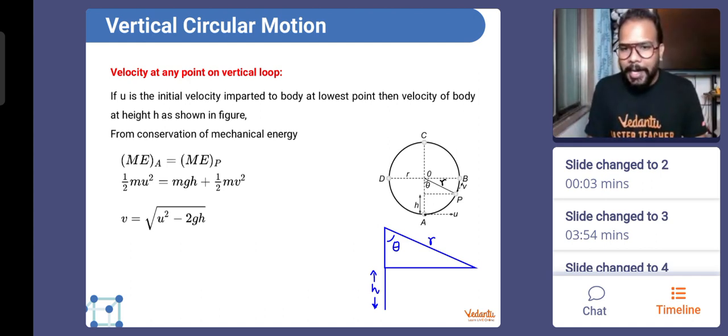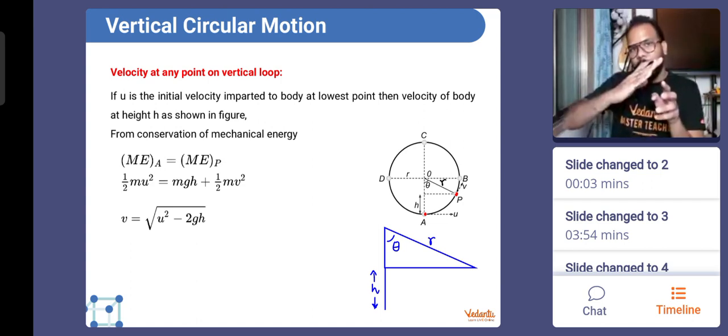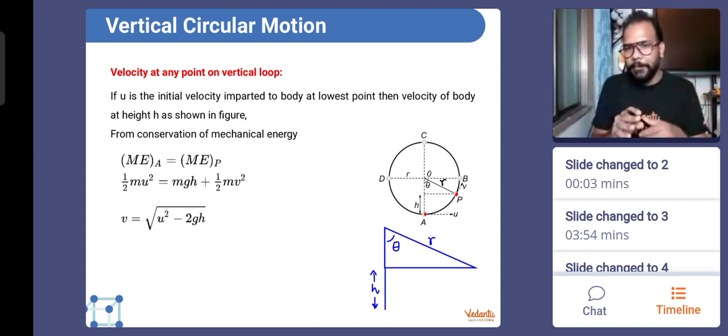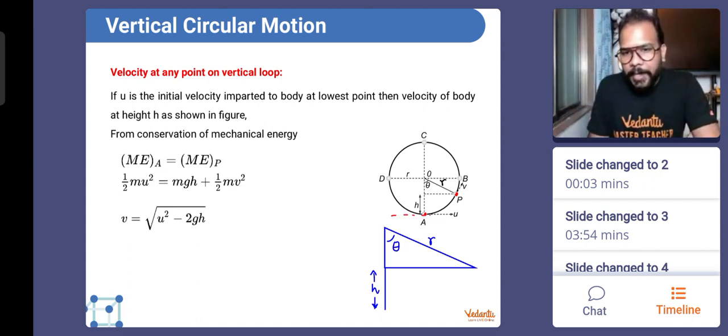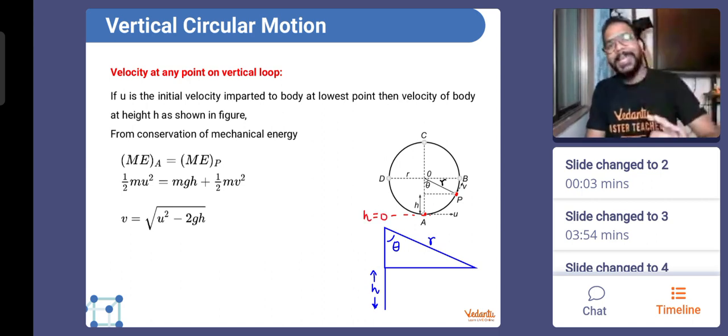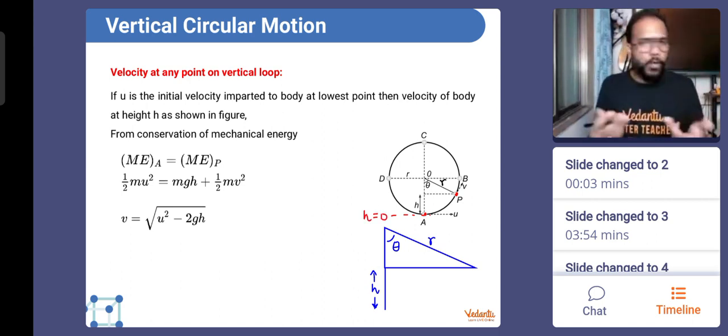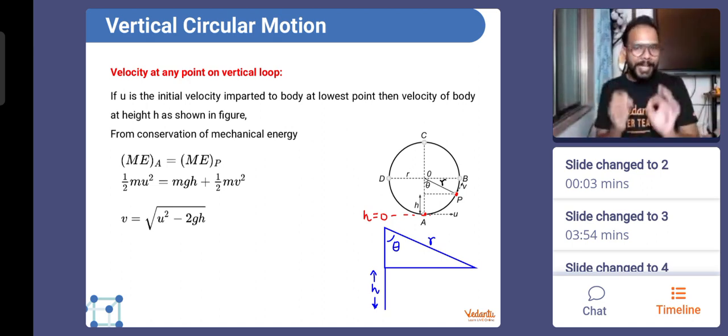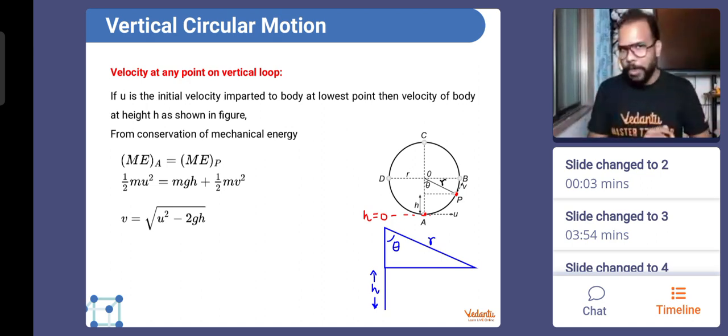That's why when you compare position A and position P, P is a very random position. At P, the body is at a location where the radius is making an angle of theta with the vertical, as we saw in the previous diagram. At A, first of all, we define the reference level to be 0. That means the height of point A is taken to be 0. If you don't want to take it, that's fine, but usually in vertical circular motion, point A is taken as the point where height is 0. Potential energy requires defining h equal to 0, which is why we have defined that. So at A, there is no potential energy.